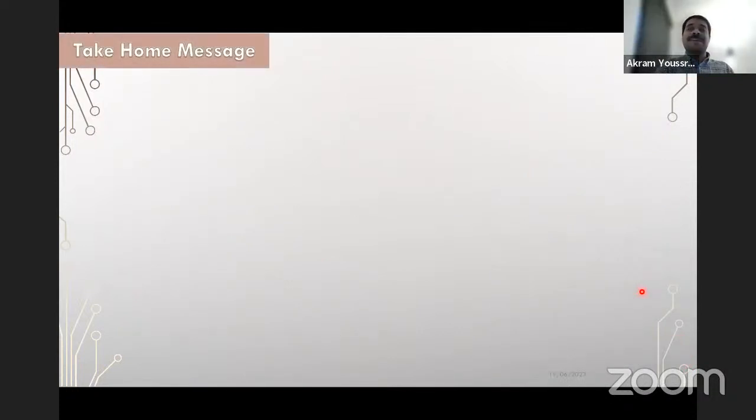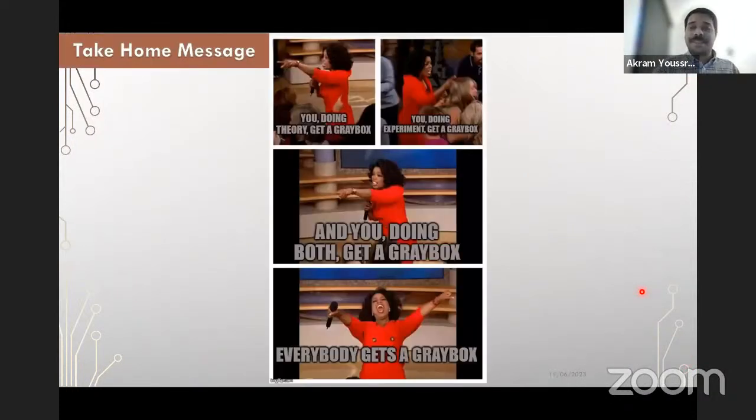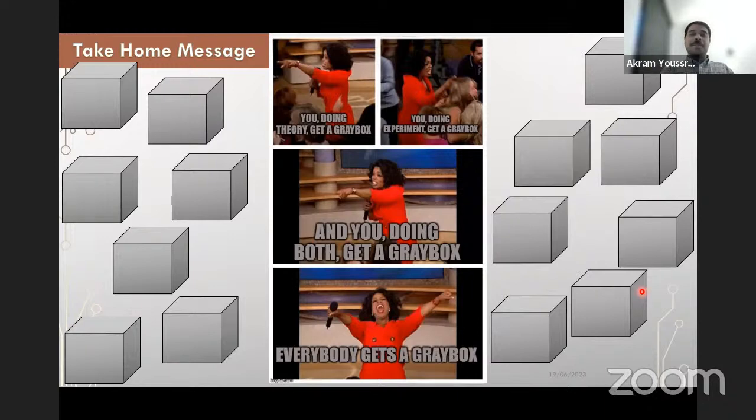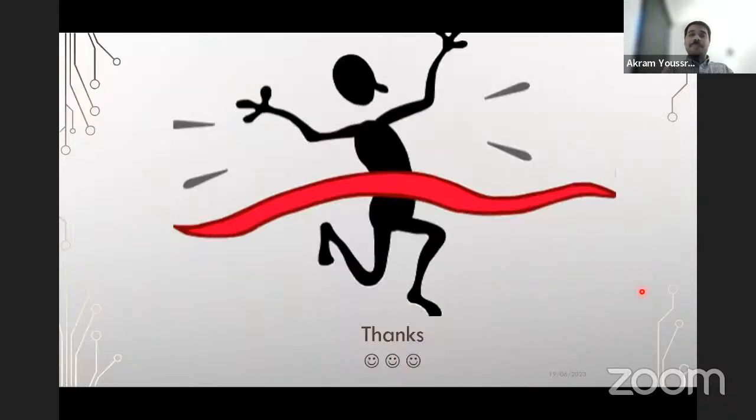With this said, the final thing I want to say is that if you're doing theory, use a Graybox. If you're doing experiment, use a Graybox. If you're doing both like me, then also use a Graybox. Okay, so this is the take-home message, and thanks very much.